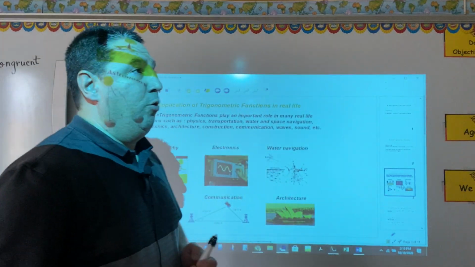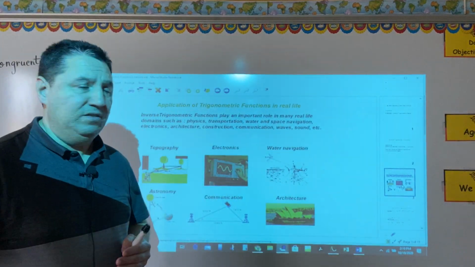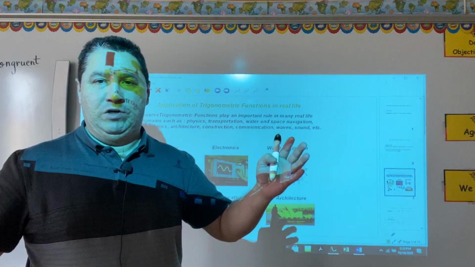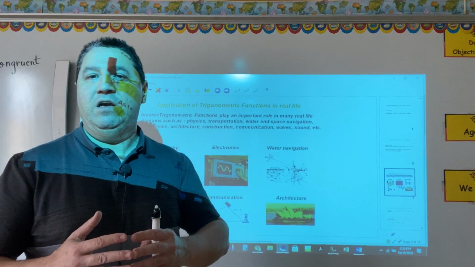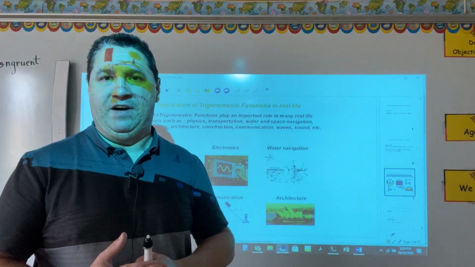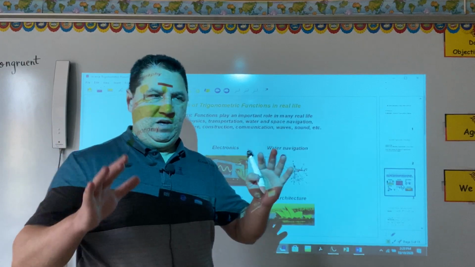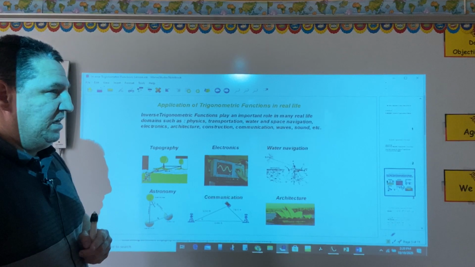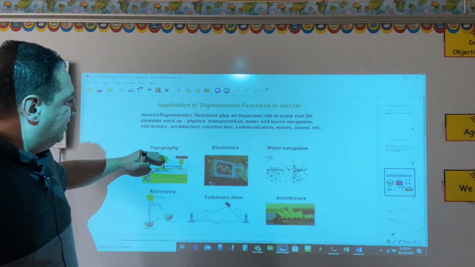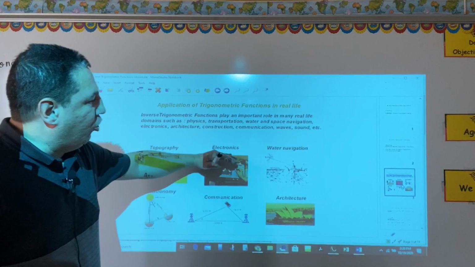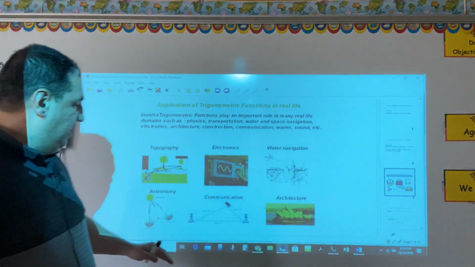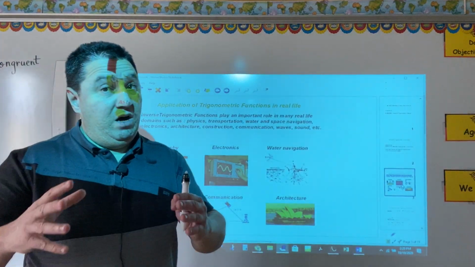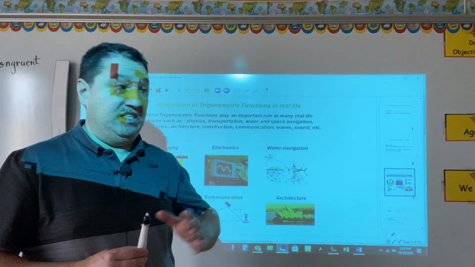Inverse of trigonometric ratios or functions is useful in many fields of activities, right? It's very useful and used in fields like topography, electronics, water navigation, astronomy, communication, architectures. So it's important to understand this topic.